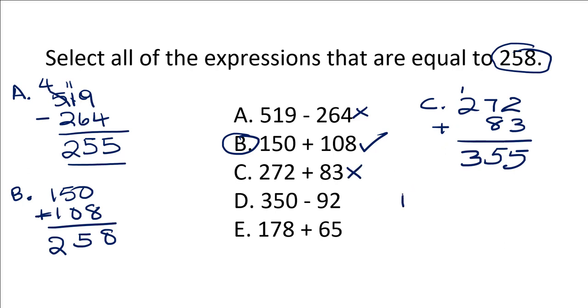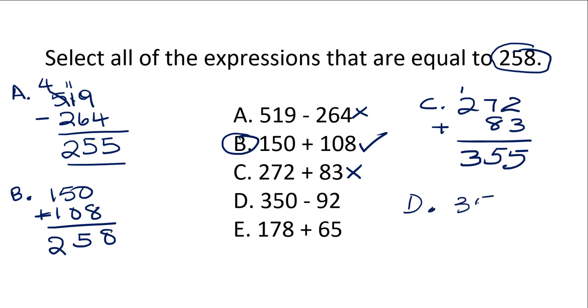Let's try D. So for D, we're looking at 350 minus 92. So we have a 0 minus 2. We can't do that because 0 is less than 2. Let's go with regrouping. This 5 now becomes a 4. And the one that we just borrowed goes over here. So we have 10 minus 2, which is 8.